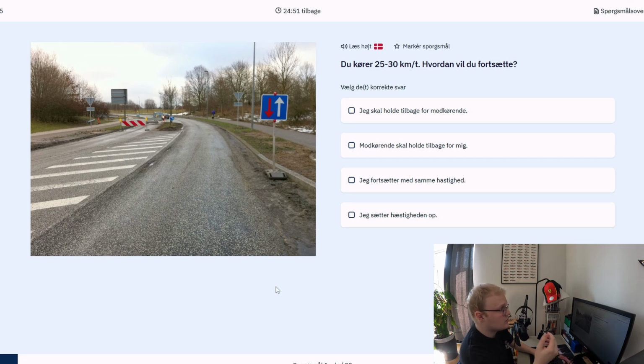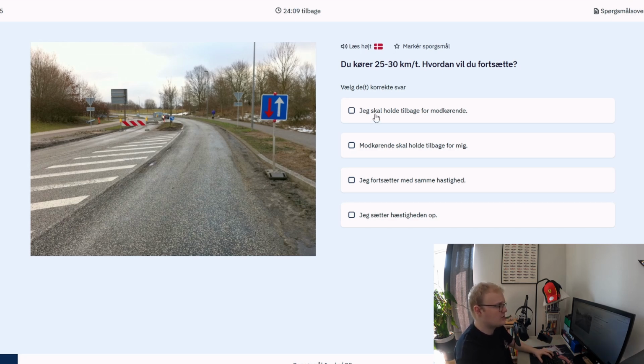The first question is: you're driving 25 to 30 kilometers an hour. How will you continue? So you look at the scenario in the picture. You have the questions on the side, and you just have to click the ones you think are correct. What you have to look for here in the scenario is the sign. That sign is right in front of you. You can see the other side of the road is closed. This sign tells you whether or not you have to hold back for the oncoming traffic. Because it's a square sign and it's blue, the people from the other side have to hold back for you. You have the right of way here.